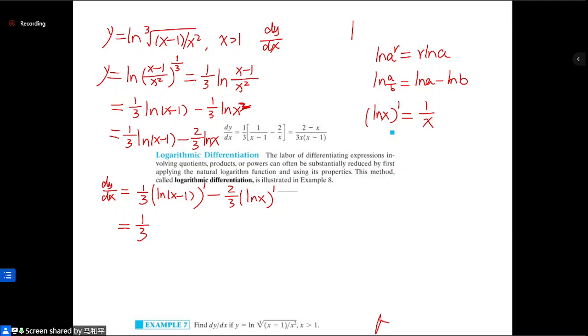Hello, student, someone? Please tell me the first answer for ln(x minus 1). Hello? Anyone? Please tell me this one. Do you know this?